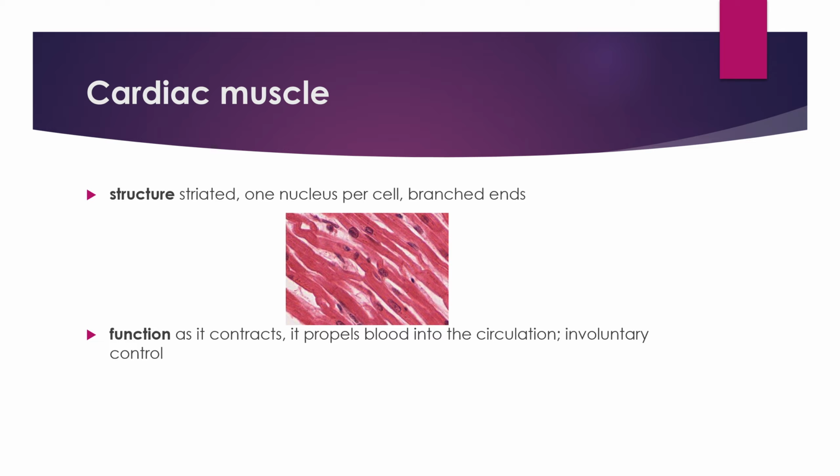Cardiac muscle is striated. It has one nucleus per cell and it has branched ends. Its function, as it contracts, is to propel blood into the circulation by involuntary control.